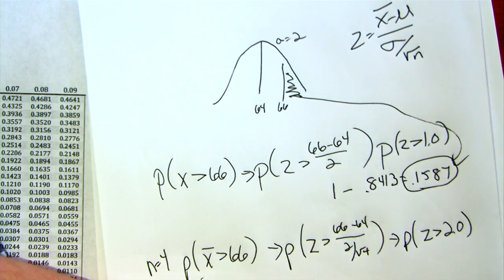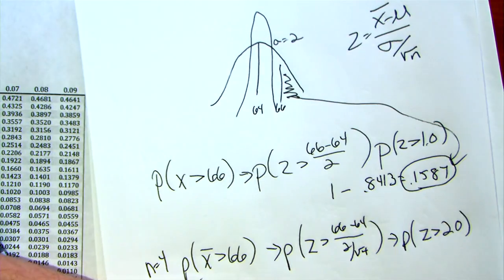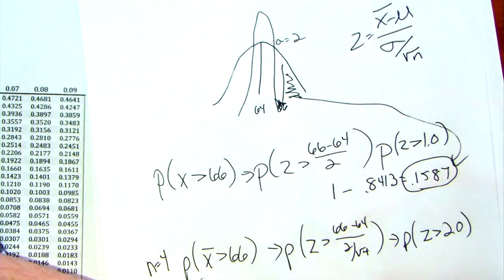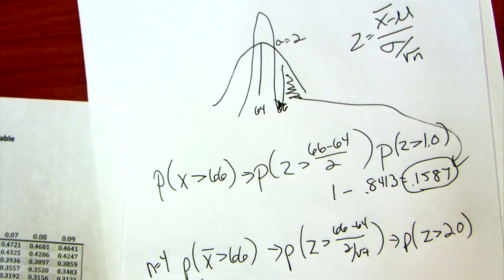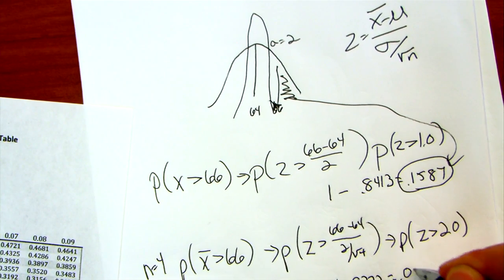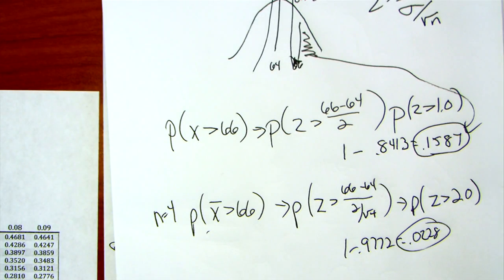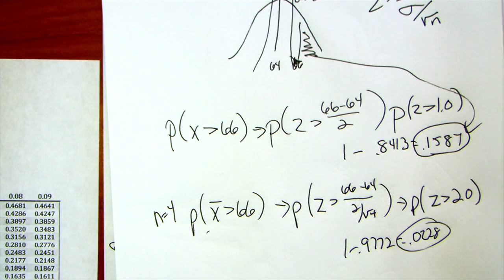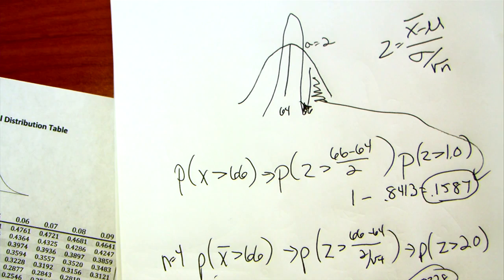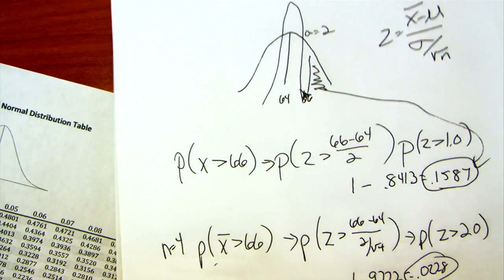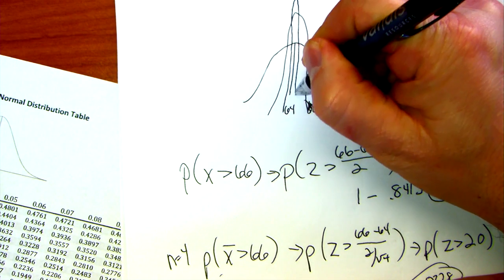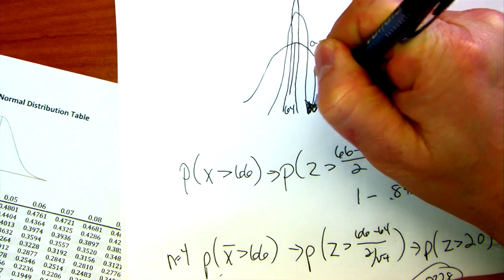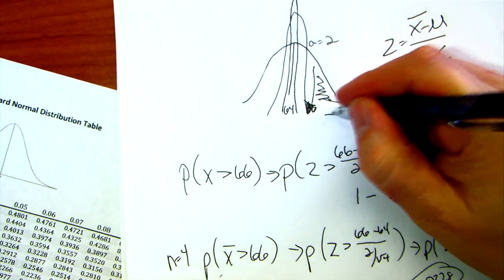But if we sample 4, the central limit theorem tells me it gets tighter around the mean. Now it might be only a little bit. If we look at 2.0, it's 0.9772, so 1 minus 0.9772 is 0.0228. And then finally, even before I do the math, if I sample 100 women and I average them together, the central limit theorem, like the 25 dice one, tells me that thing's going to get real tight around the true mean. So what's the odds that it's greater than 66?